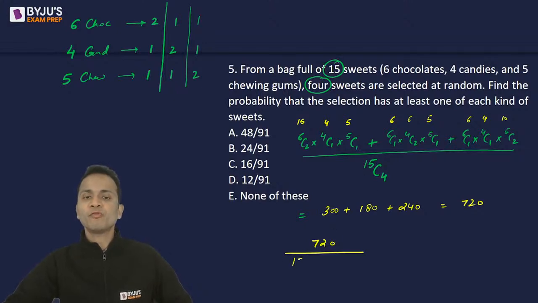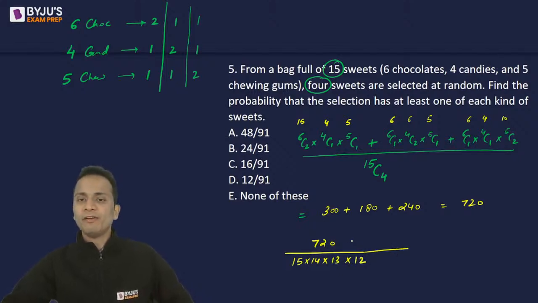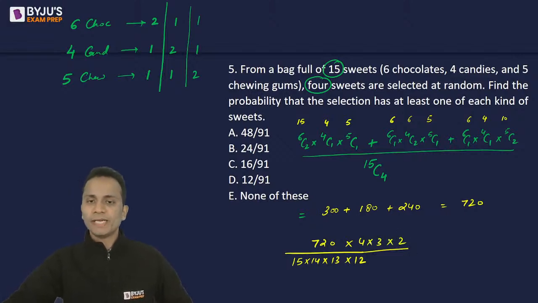Now 15C4 will be 15 into 14 into 13 into 12 divided by 4 factorial, which is 4 into 3 into 2. All right. So 4 into 3 and 12 will get cancelled.